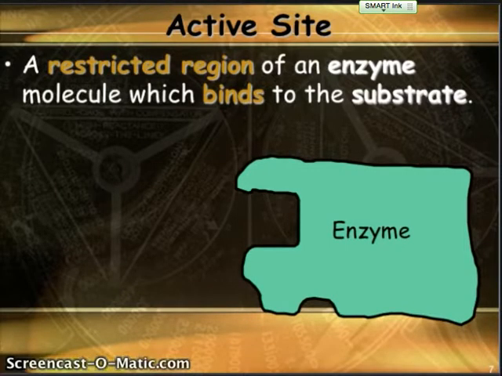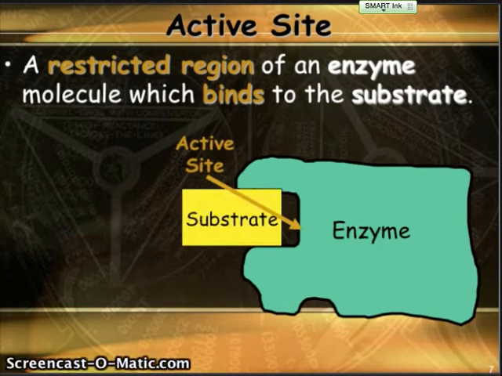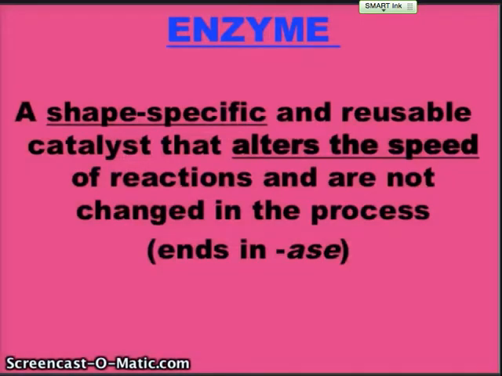So we can see here again our enzyme. Its active site would be where? Exactly. And it would connect with a substrate. Enzymes are a specific shape and reusable catalyst that alters the speed of reactions and are not changed in the process. They end in the term typically -ase.